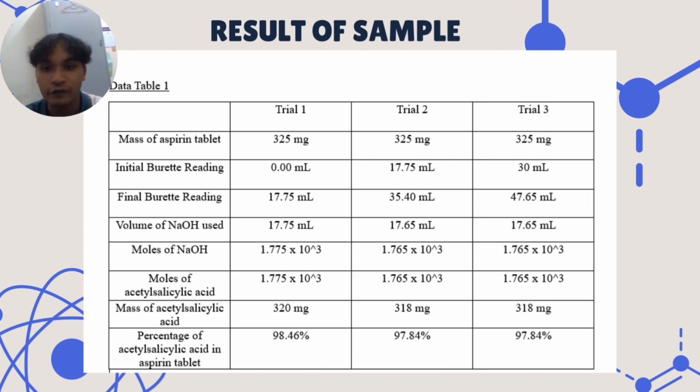Lastly, for the percentage of acetylsalicylic acid in the aspirin tablet, for trial 1 we got 98.46%, trial 2 97.84%, and the same for trial 3, 97.84%.